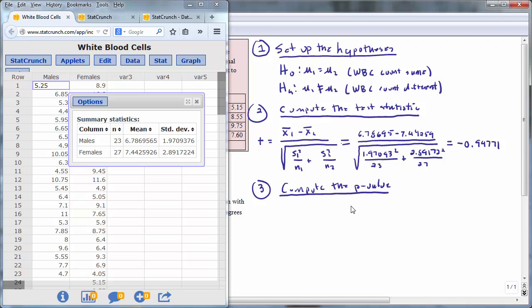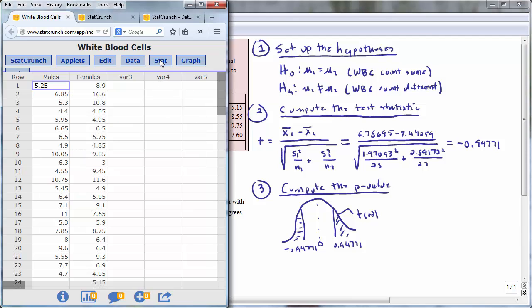We can now sketch the student t-distribution, which is a distribution which is centered at 0. We can shade in the area to the left of the test statistic, negative 0.94771. Since the alternative hypothesis is of the not equals form, we must also shade in the area to the right of positive 0.94771. The p-value is now computed as the area of the tails.